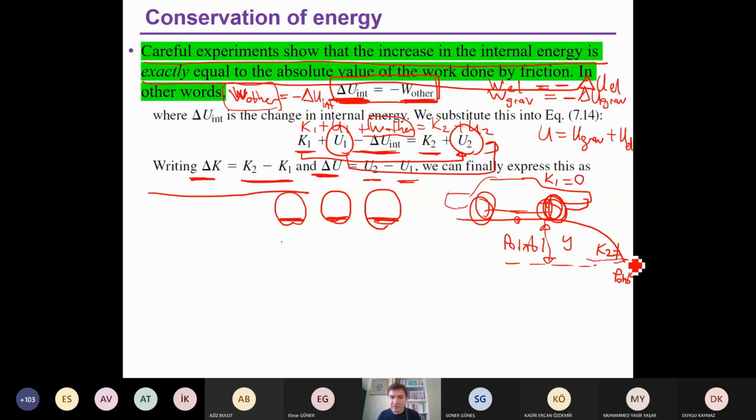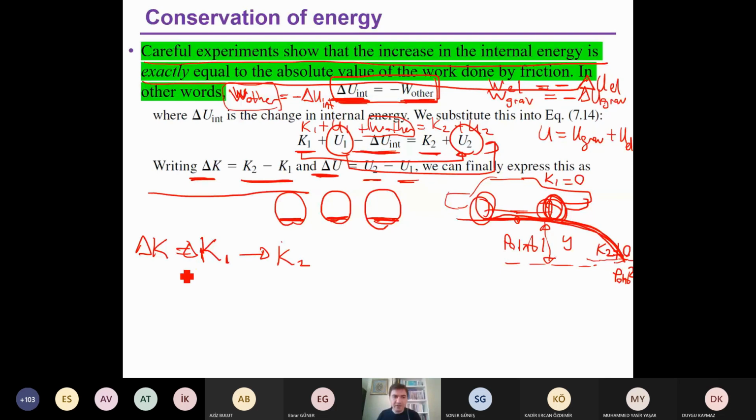And let's consider that there is a friction on the surface. Okay? So then what about the energy conservation? So, delta K, look at delta K, the change in the kinetic energy. It goes from K1 to K2. At the beginning, it was 0. Now I have certain kinetic energy here.